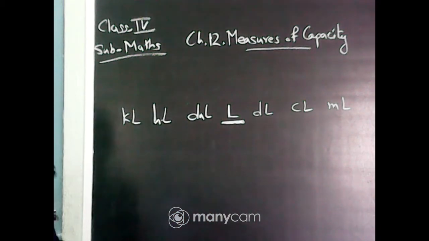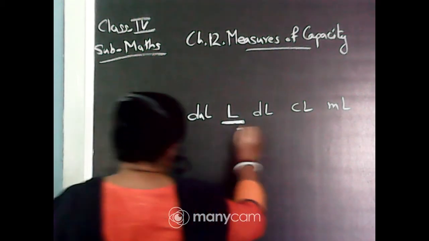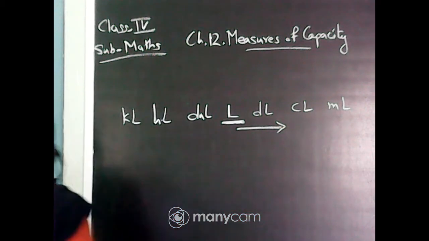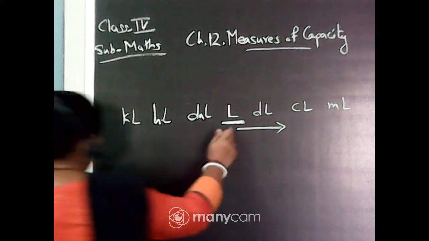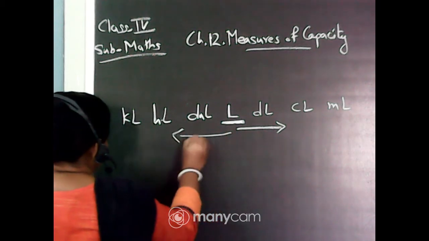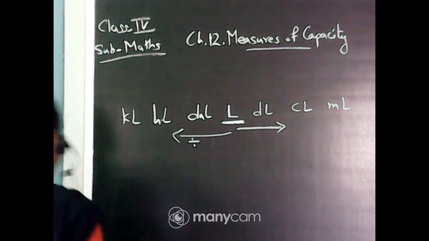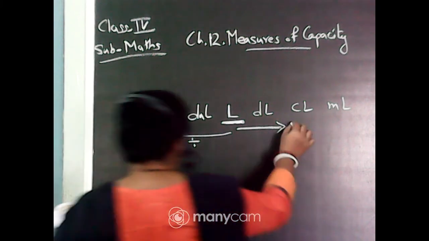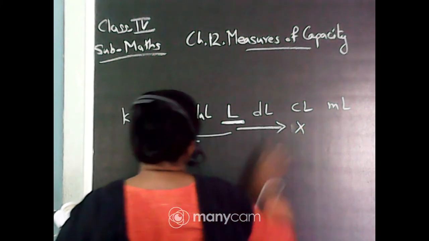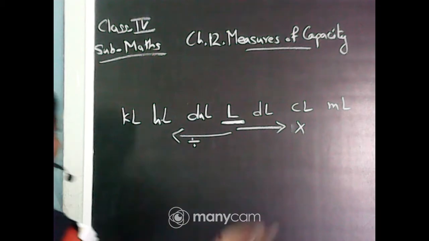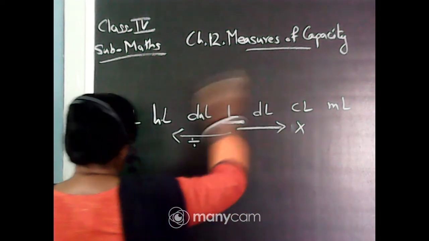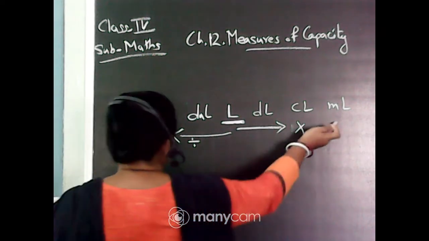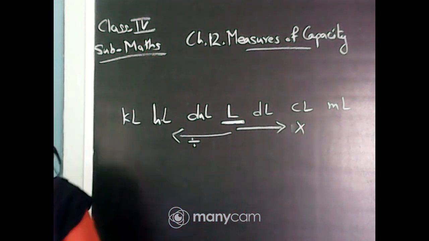So just remember, when you are going to the lower units, at that time you have to multiply, and when you are going from liter to the higher units, at that time you have to divide. You have to multiply when you are going to the lower units. Suppose you are going from hectoliter to centiliters, that time you have to multiply. But when you are coming from milliliter to liter, that time you have to divide.